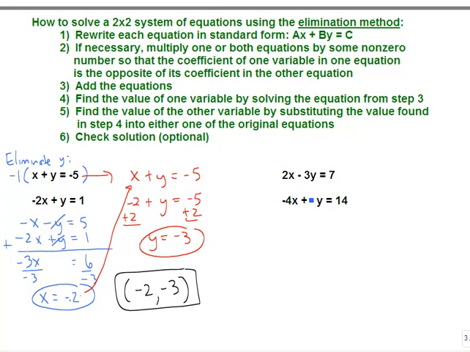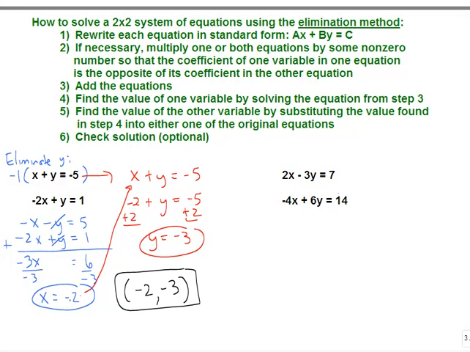Let's try it again. On this next example, we are going to line up our x's, our y's, and our numbers, and they already are here, so we're ready to go. Now what we want to do is decide which variable looks easier to get rid of. Should I eliminate x's or should I eliminate y's? And in this problem, they both look equally the same difficulty. Sorry about that, my pen is acting up on me.